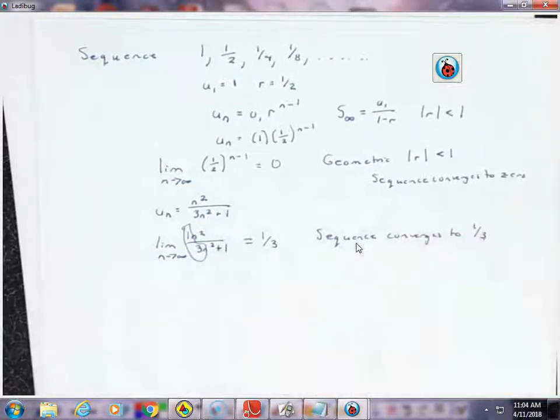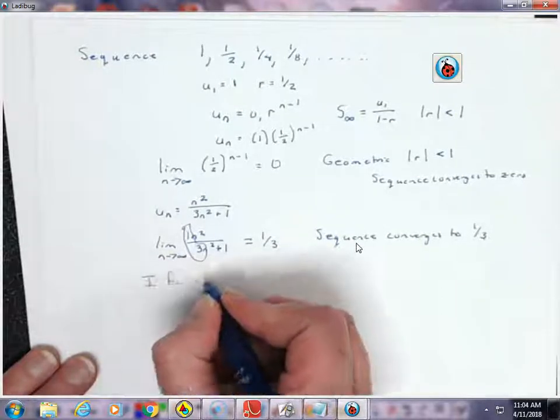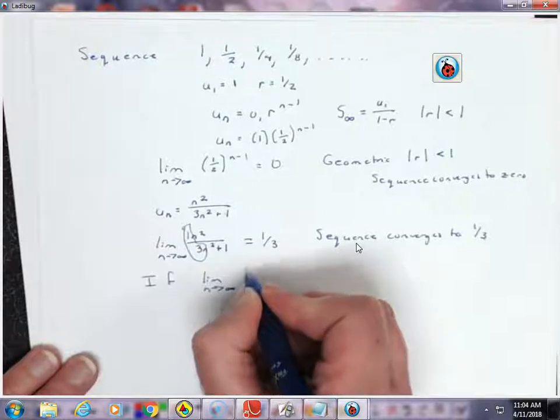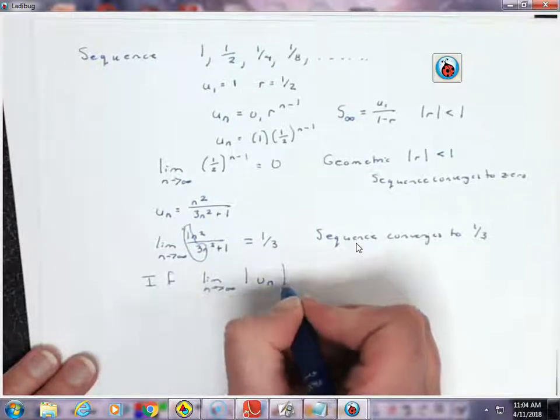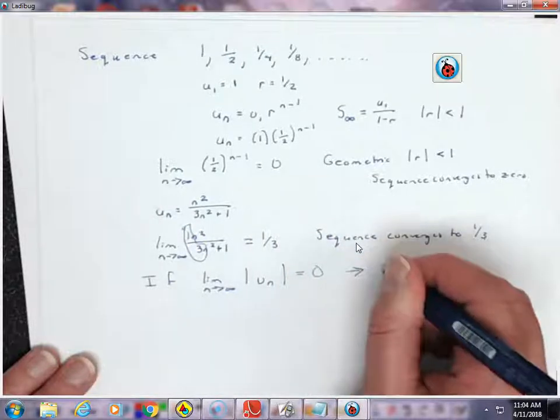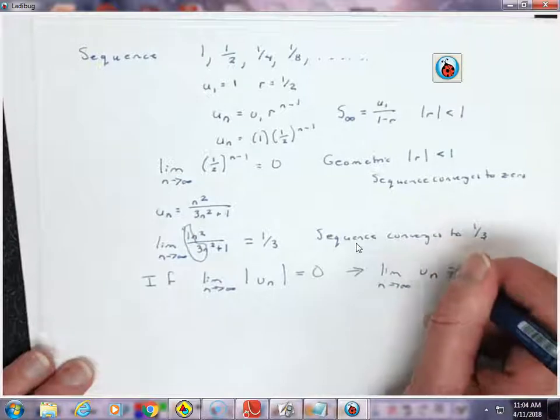Okay, so we don't tend to do too much with the sequences. What we spend the most of our time looking at is series. Okay, one more brief little thing I'll mention to you. If the limit as n approaches infinity of the absolute value of the sequence goes to 0, you do know that the limit as n approaches infinity of the sequence will go to 0.